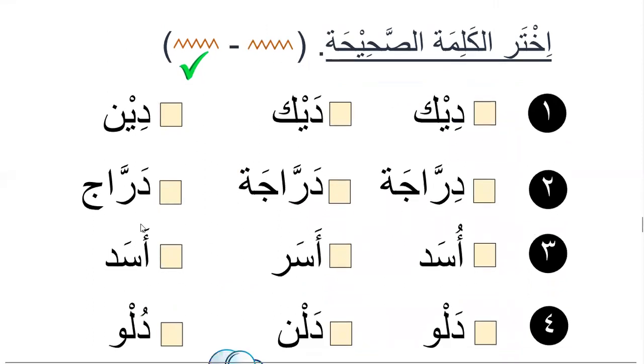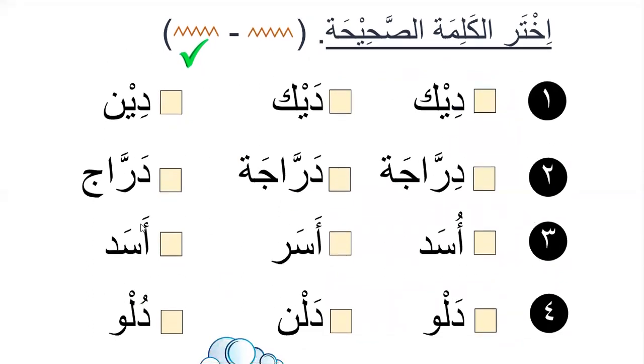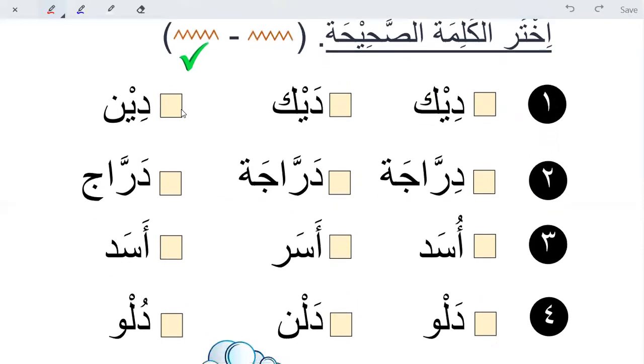Choose the correct word. Riyan? Yes. What is the correct word here? First one is correct. Meaning? Deek means rooster. Good. Next. Second one. Good. Meaning? Bicycle. Good. Next. Asad, the third one. Good. Meaning? Asad means lion. Good.